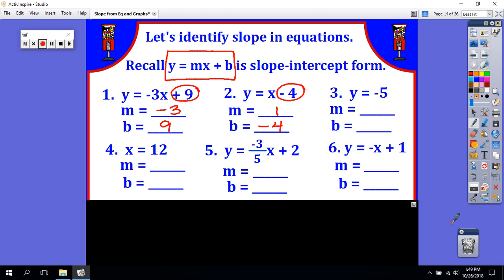All right, see if you can do number 5 and number 6 by yourself. Fill in the value of m, the slope, the value of b, the y-intercept, for 5 and for 6.